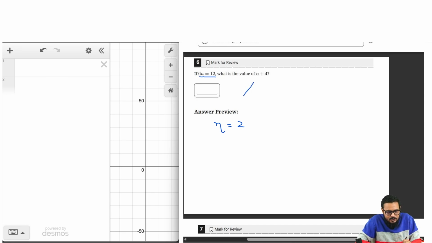So if I put that 2 right over here, 2 plus 4, that would come out as 6. You can just do this question without even using decimals as well, because it's pretty simple. It's a simple linear equation. You just have to find out the value of n and substitute that value of n into a desired expression.